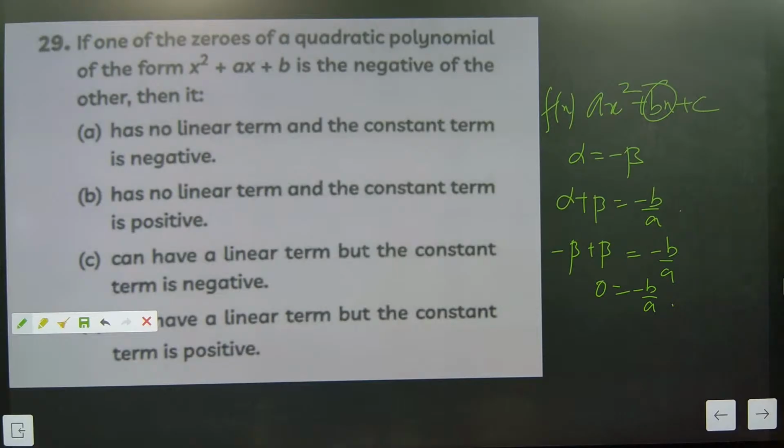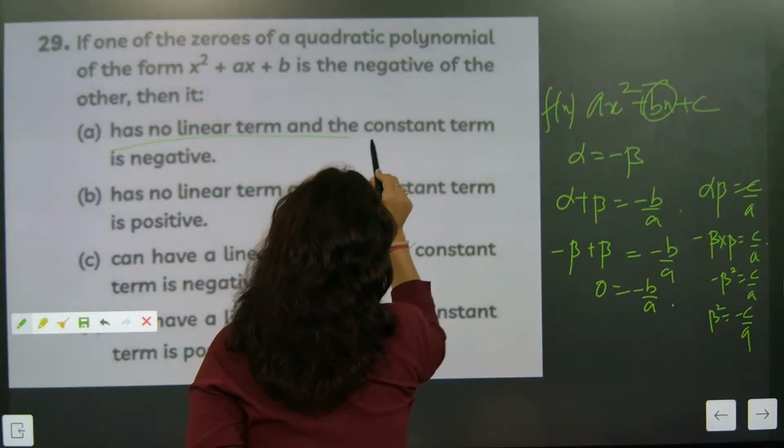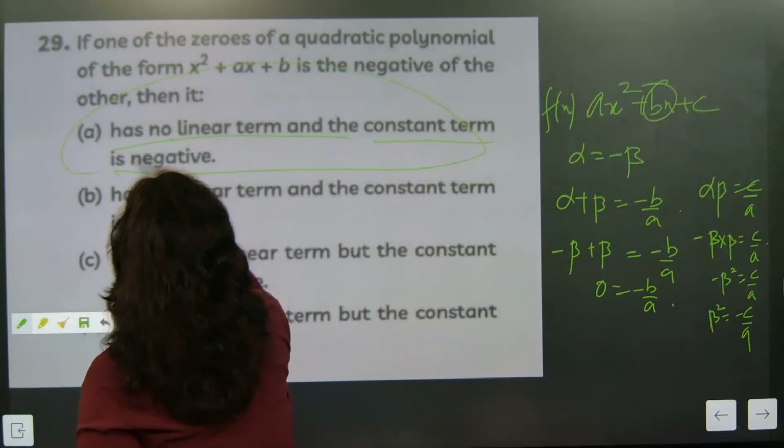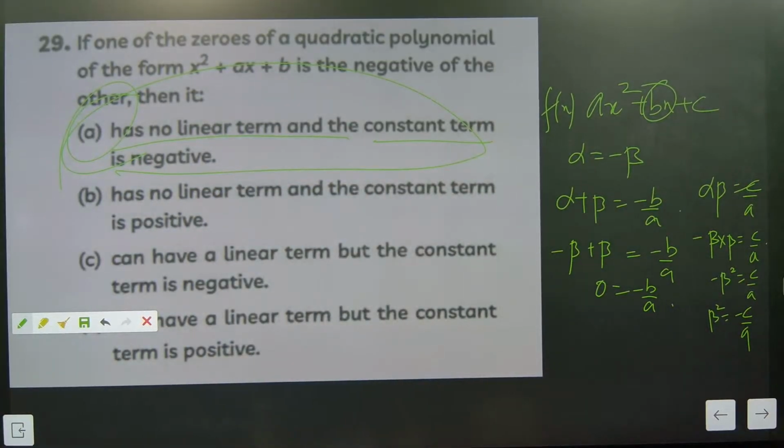Understood? Now alpha into beta is equal to c by a. So alpha is minus beta, into beta, is equal to c by a. So minus beta squared is equal to c by a. So here this negative will go, it will become minus c by a. So that means no linear term and the constant term is negative. A will become the correct answer. Understood? The constant term part will become negative, and the C part after solving is coming as negative.